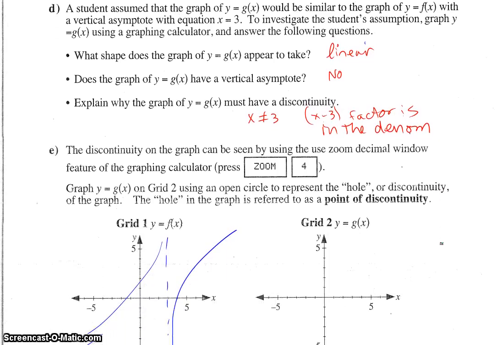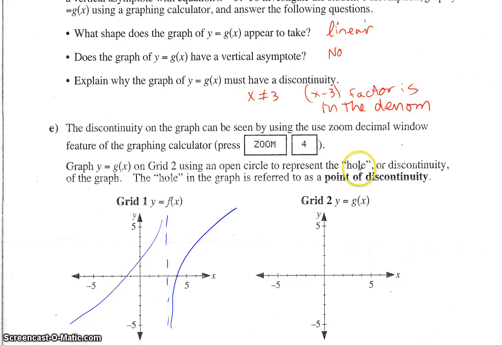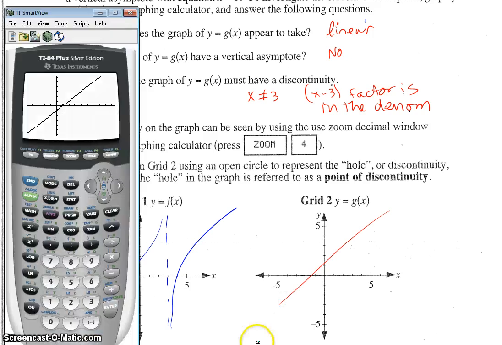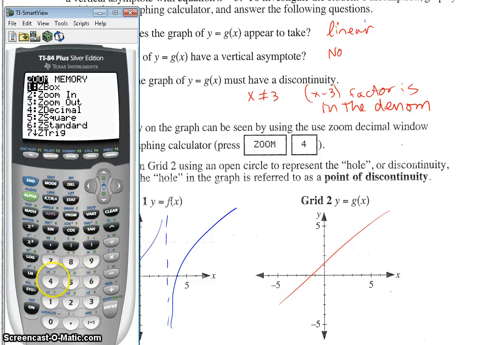Well, let's take a look at our graph again, and we're going to zoom in on that place to try Zoom Decimal and see if we can see the hole in the graph. Because right now, our graph pretty much looks like a straight line, doesn't it? Okay, let's take a look at our graph. Let's go Zoom Decimal, number 4. Oh, can you see it right here? There's like a little hole in the graph there.